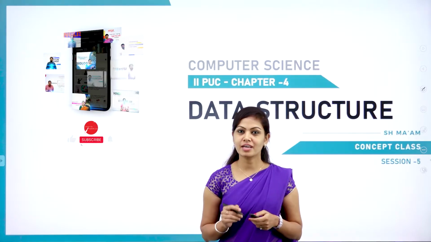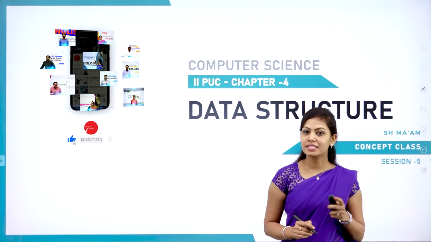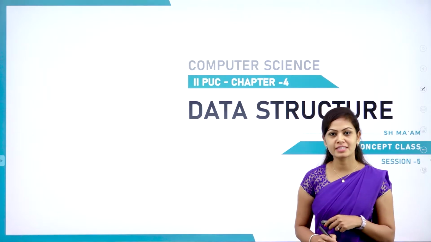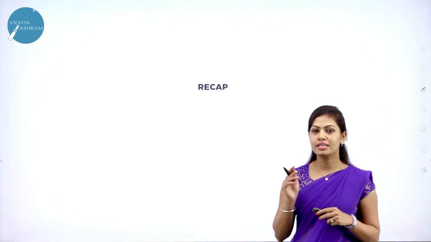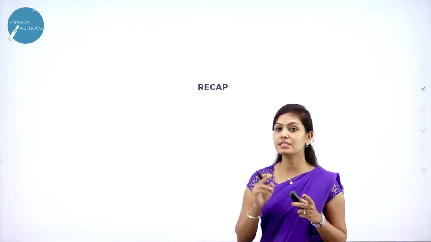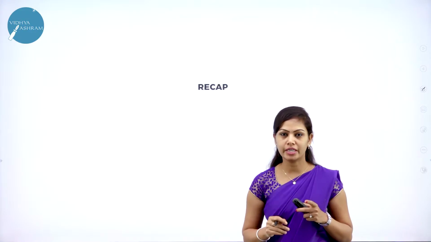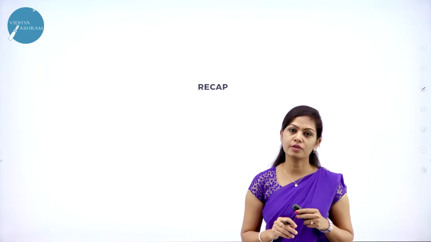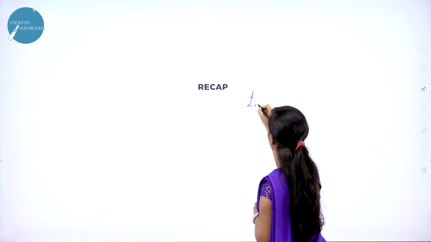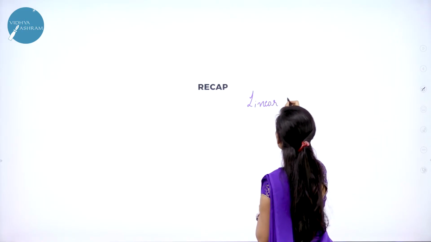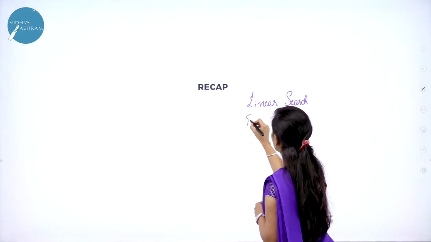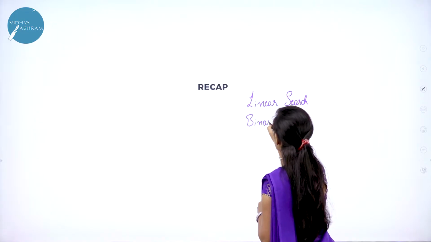In my last session, I discussed the searching operation on a one-dimensional array. What do you mean by searching? Searching means searching for an element in the array. We used two types of searching methods, that is linear search and binary search.